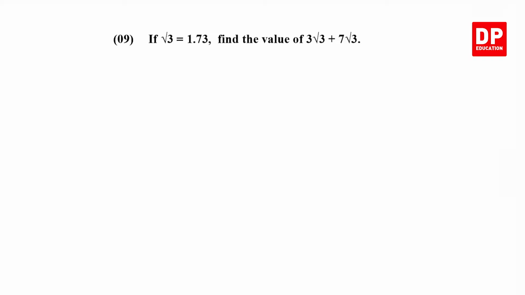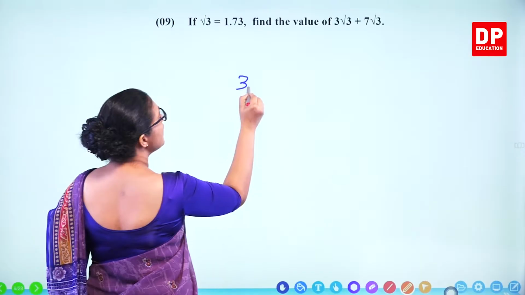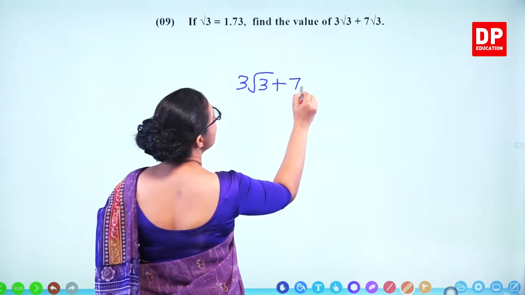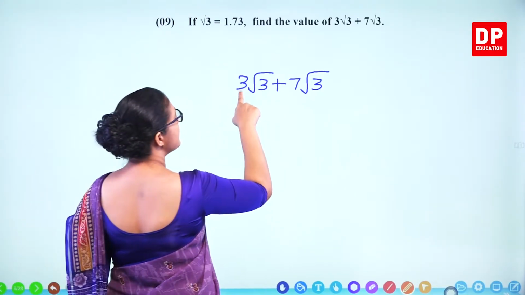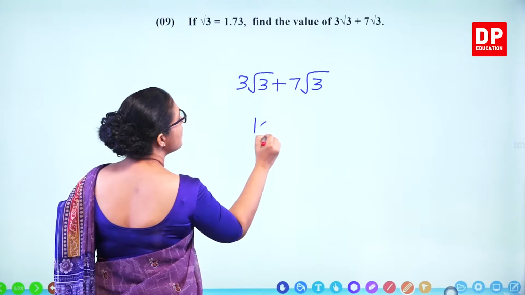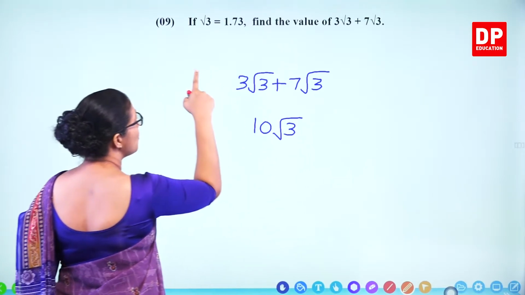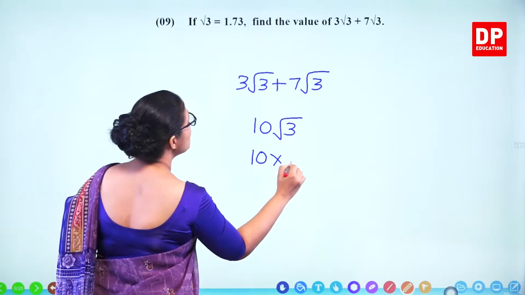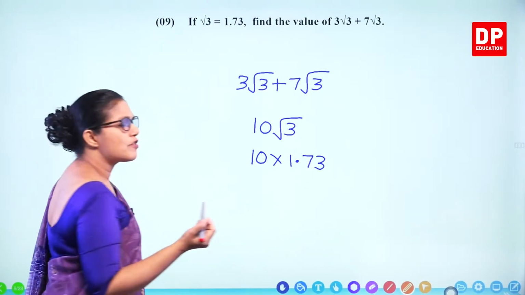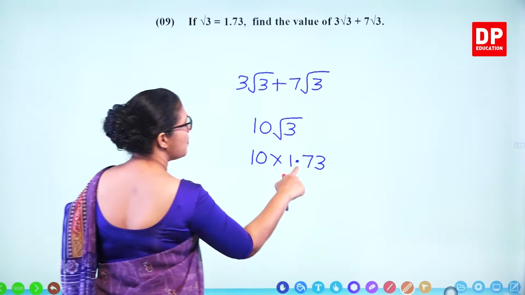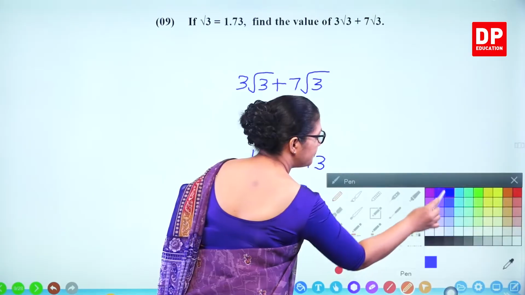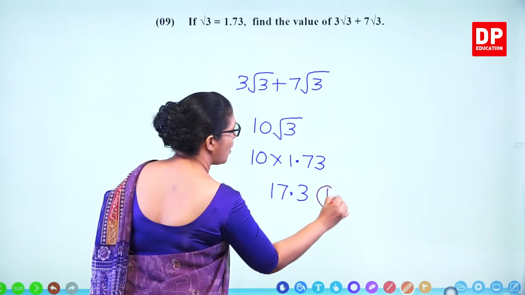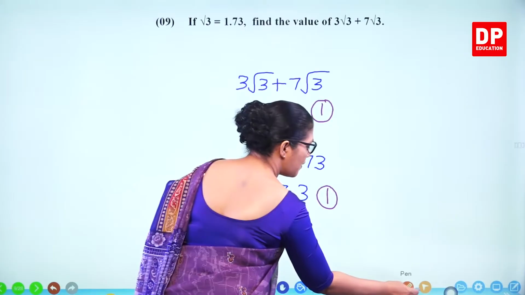Question number 9. If root 3 is 1.73, find the value of 3 root 3 plus 7 root 3. So same root values, you can add them. 3 plus 7, 10. 10 root 3. But we know root 3 is 1.73. So just multiply by 10. Move the decimal place 1 place to the right, 17.3. 2 marks again. 1 mark here and 1 mark for simplifying.